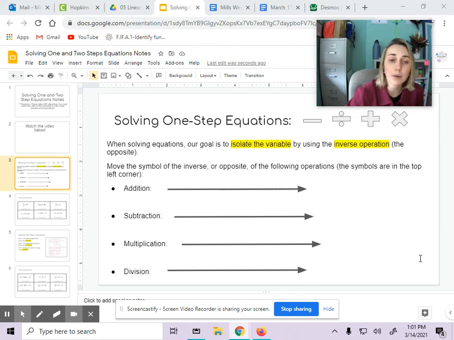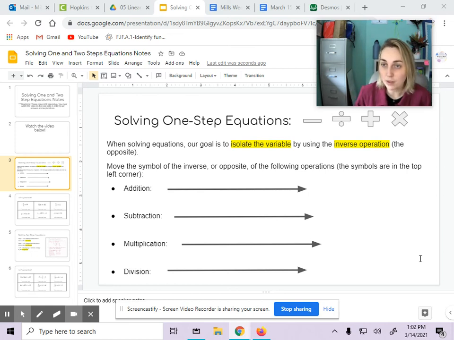While solving 1-step equations, we have to isolate the variable. So isolating the variable is a fancy word for saying, we want to get the variable or the letter by itself. So to get the letter by itself, we have to use the inverse operation, which means the opposite operation, in order to get our variable or letter by itself.